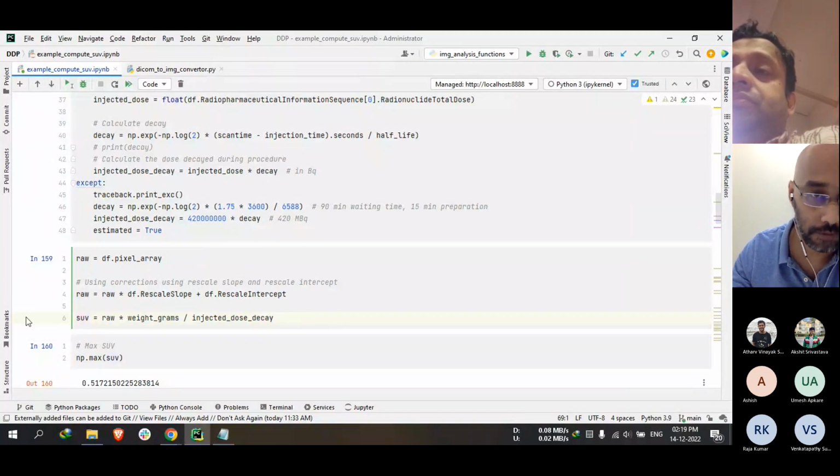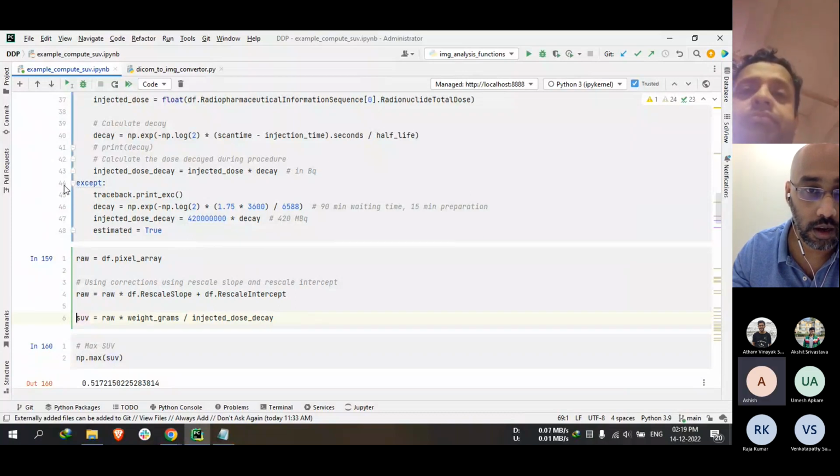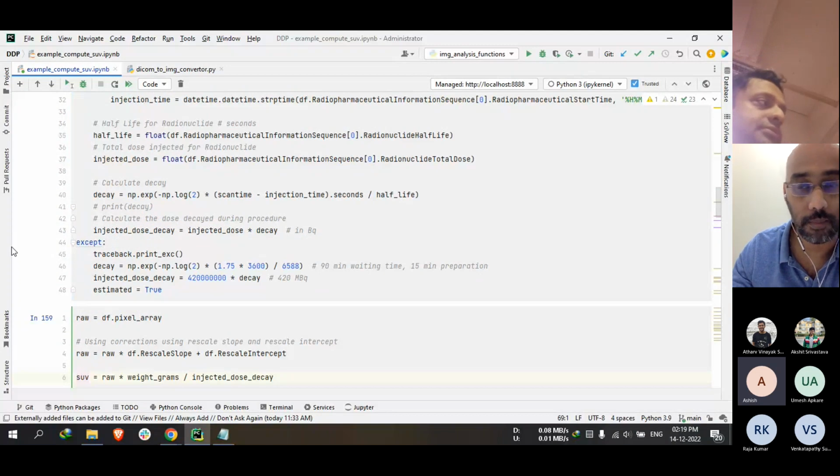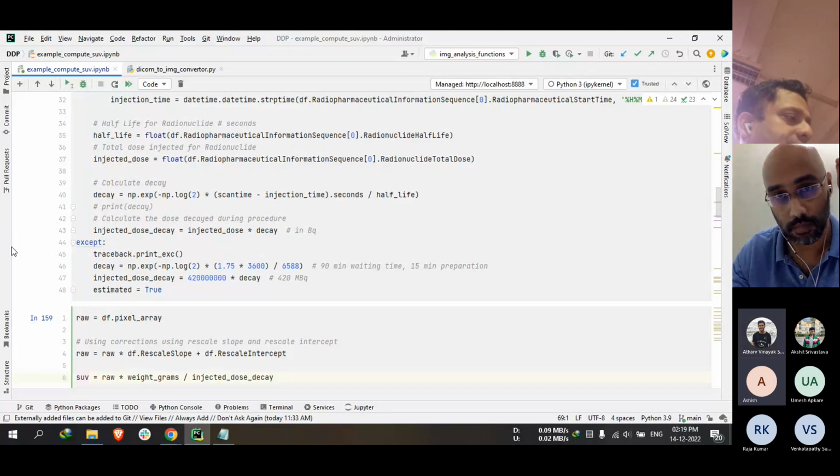So if we look at line number 40 and line number 43, I think here everything is given. Yeah, so it's already there. You need not do anything. Yes. Okay.